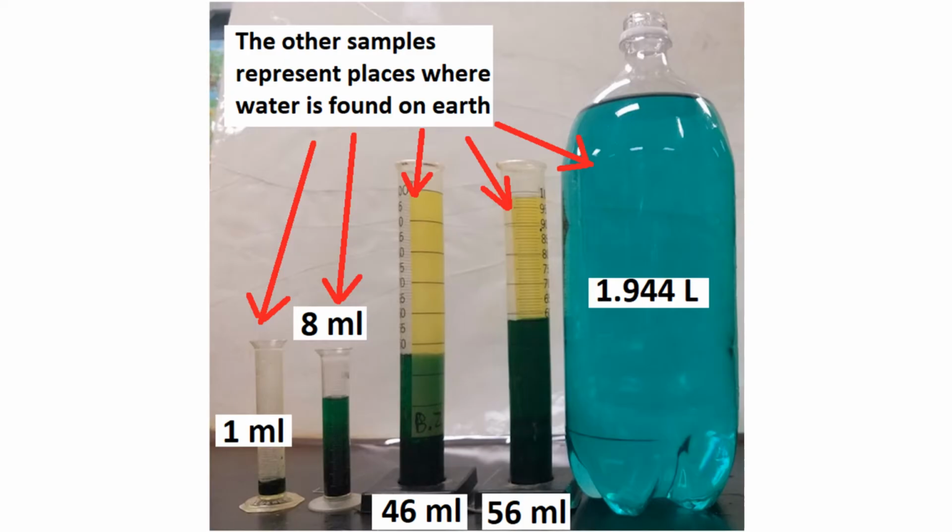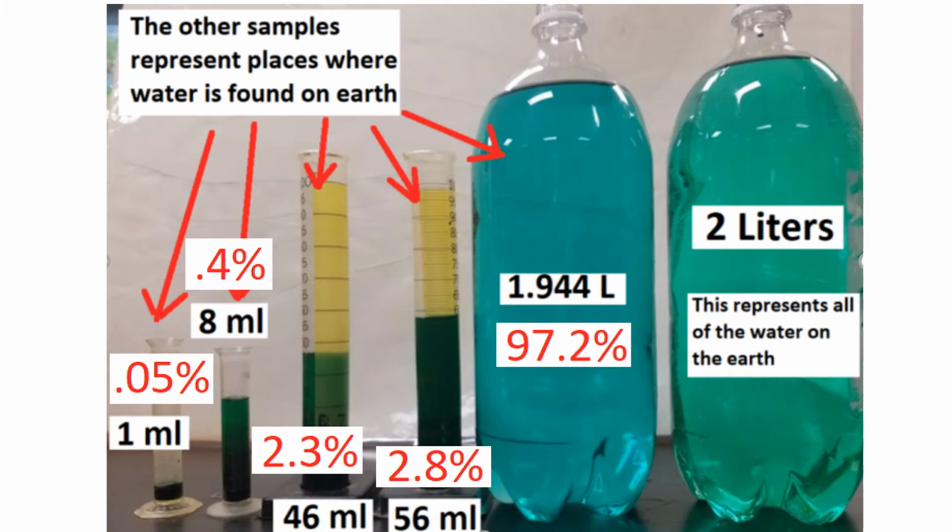So if 2 liters is all of the water on the planet, 1.944 liters, or 97.2% of it, is found in one particular location. Where is that location? That's most of it. 2.8%, or this 56 milliliters, is found somewhere else, and then 2.3%, 0.4%, and 0.05%. What places have that amount of our water?